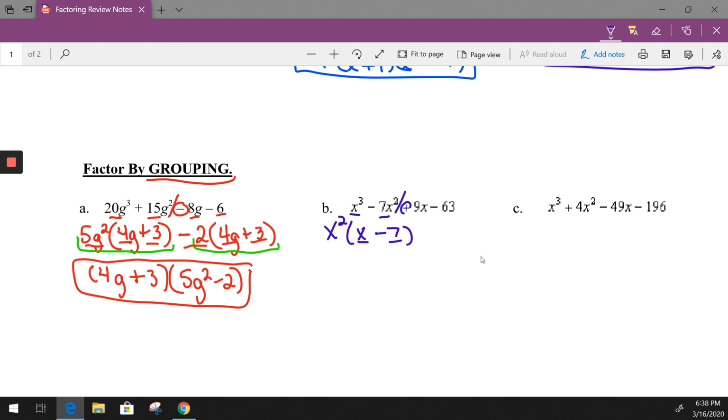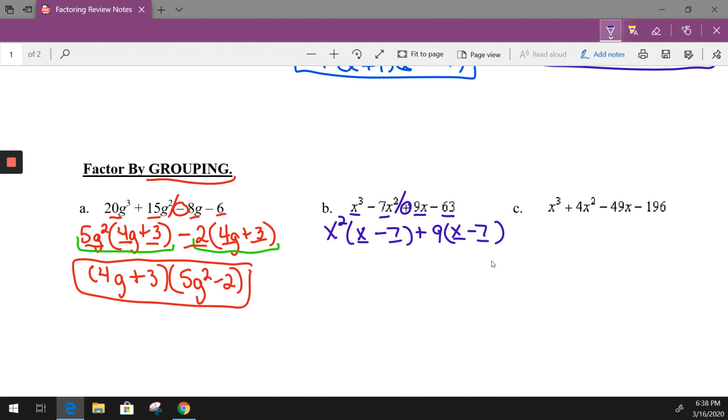Again, this sign is brought down. And then looking at these 2 terms, ask yourself, what can I factor out of both of those numbers? A 9 can be factored out of both of those numbers. Again, since there are 2 terms here, there should be 2 terms here. So when I divide the first term by 9, I still have an x. When you divide the second one by 9, you get a negative 7.